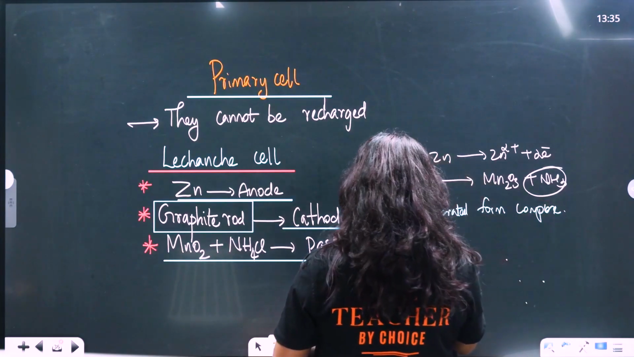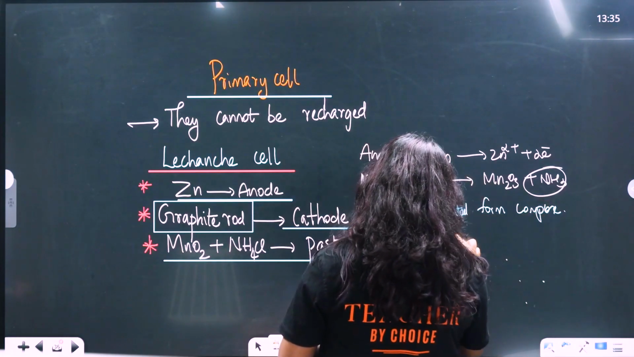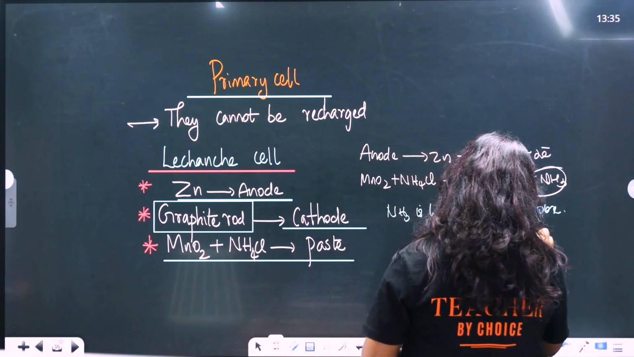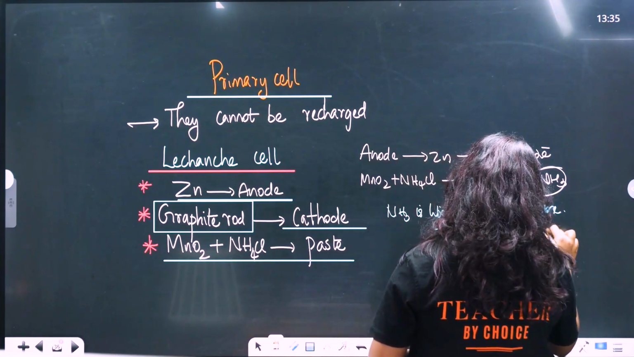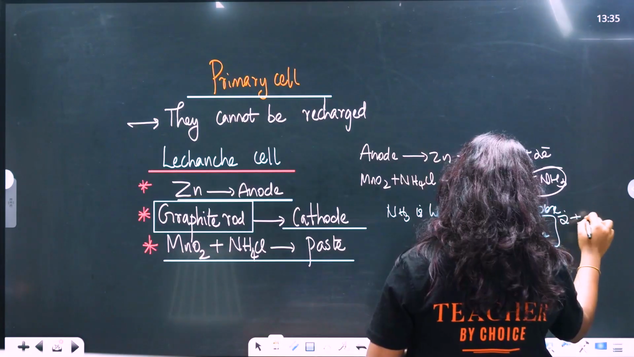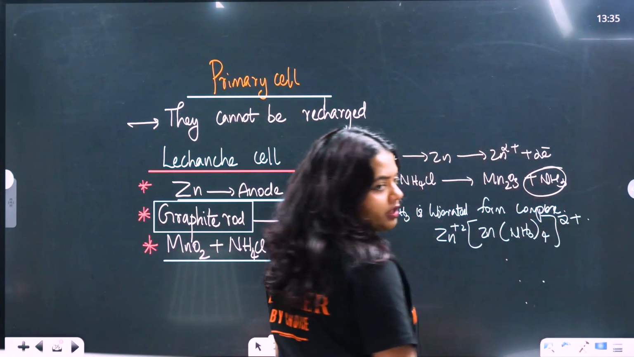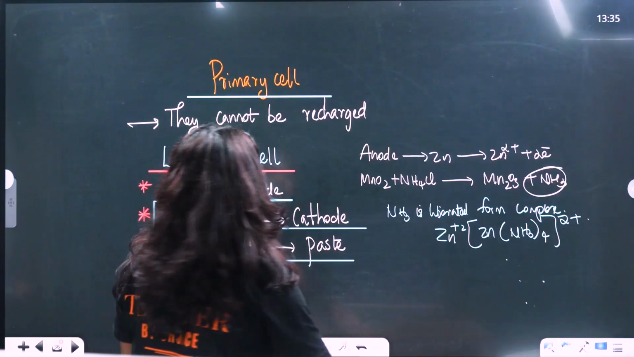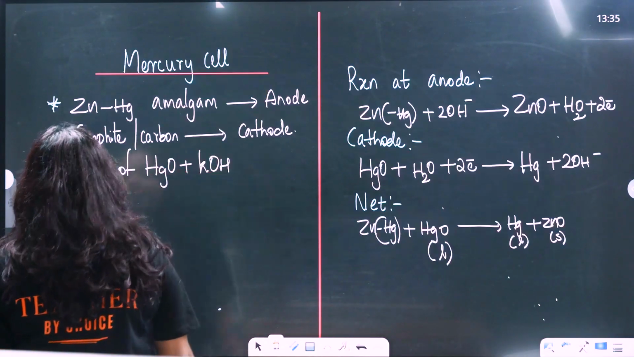When ammonia is liberated, a complex will be formed. That complex is Zn(NH3)4 2+. So this is the compound which is liberated, the compound which is formed from the Zn. So this is all about the primary cells, which come under the category of types of cells.